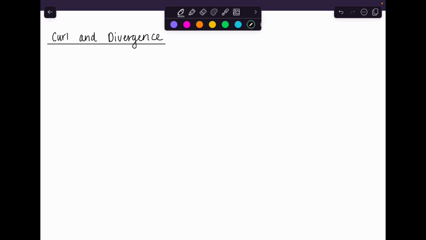So the first is something you've already seen. We've talked about taking the gradient of something. That notation we've been using is really something called our del operator. So the del operator is defined by exactly that upside down triangle we've been using.